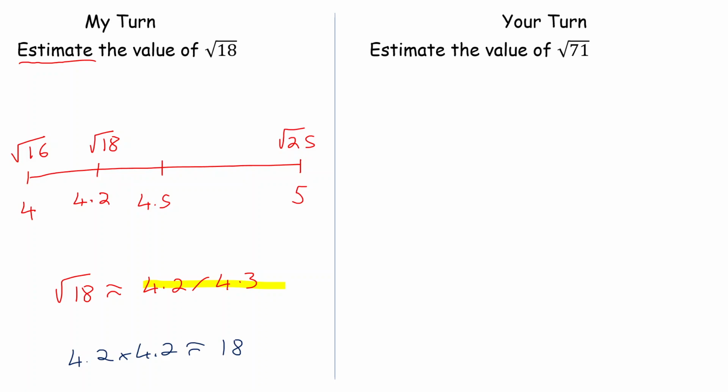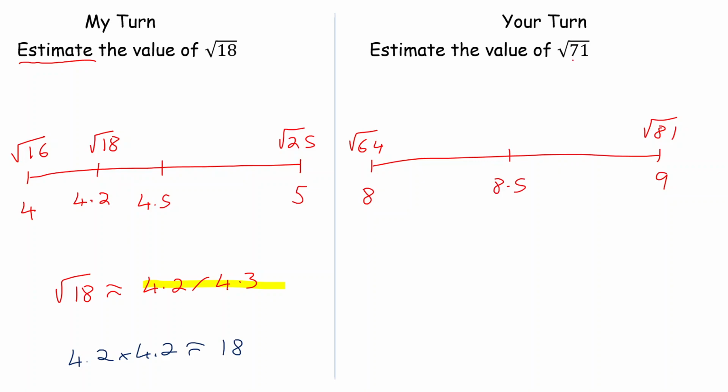Okay, good. Root 71. So again, number line. What's below root 71? What's above root 71? So I know that the square root of 64 is going to give you 8, and then 9 times 9 is 81. So it's going to be root 81 up here. And in between 8 and 9 is going to give you 8.5.